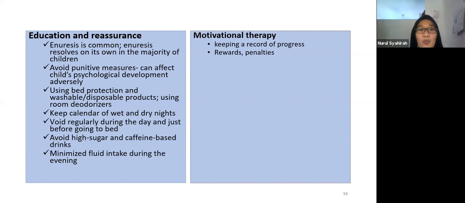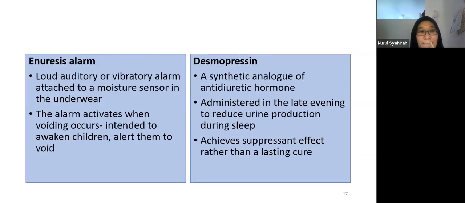And then keep a calendar of wet and dry nights and void regularly. So ask the parents to teach the children to void regularly during the day and just before going to bed. And try to avoid giving children high sugar and caffeine-based drinks, and minimize food intake in the late evening before they go to sleep. And then for motivational therapy, keep a record of the progress and give rewards, rather than penalties to the children. Okay, next.